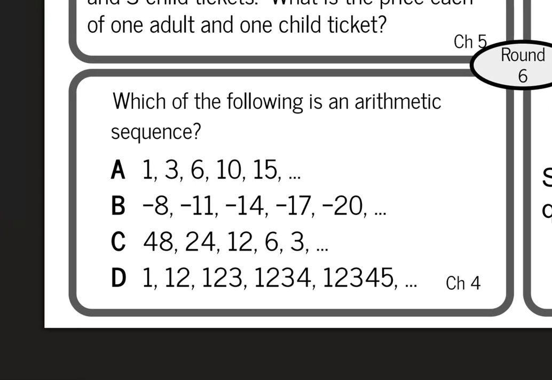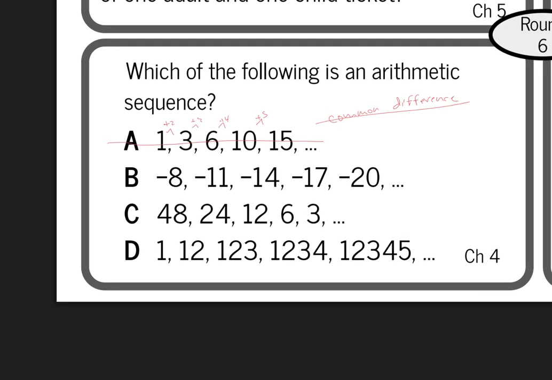Which of the following is an arithmetic sequence? At first this might freak you out because you're like, what? I don't remember how to do that. Just relax. This is going up by 2, and then by 3, and then by 4, and then by 5. That did not have a common difference, and that's why it's not an arithmetic sequence. This one is going down 3, down 3, down 3, down 3. I like it. It has a common difference.